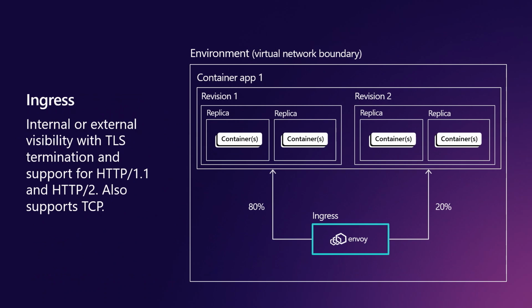And then, as I was saying earlier, you can do things like A/B testing with revisions within Azure Container Apps. This is because we have Envoy built in as an ingress. So you can configure that to route all the traffic to a single revision, or you can split the traffic amongst multiple revisions.